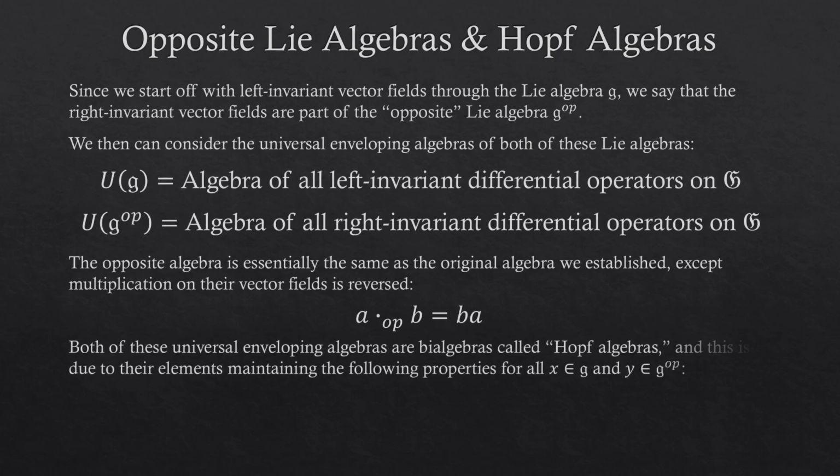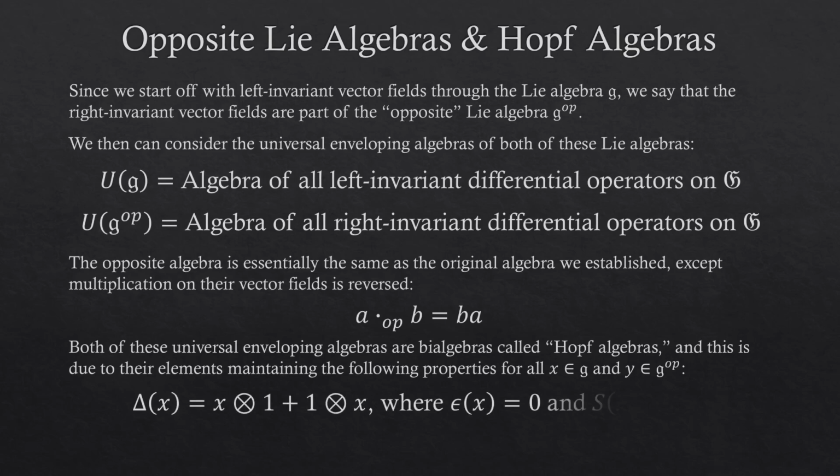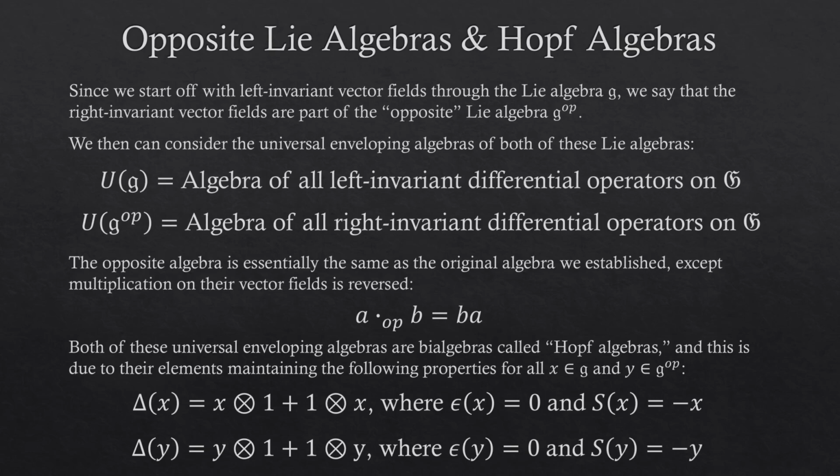Both of these universal enveloping algebras are bi-algebras called Hopf algebras because their elements maintain the following properties for all x that are elements of g and all y that are elements of the opposite g. So delta x is equal to x tensored with the identity plus the identity tensored with x, where epsilon of x goes to 0 and its antipode on x equals negative x. So epsilon is called the co-unit, and S is called the antipode. So the same thing also holds for y, where the co-unit of y equals 0 and the antipode of y is equal to negative y.